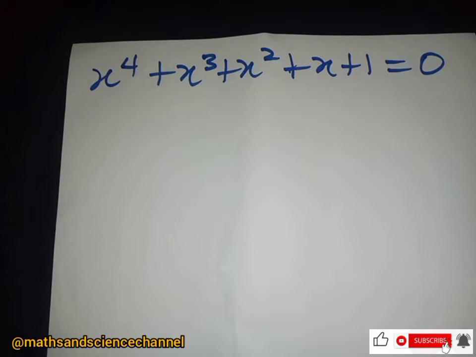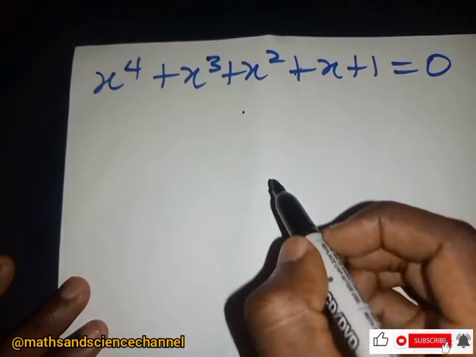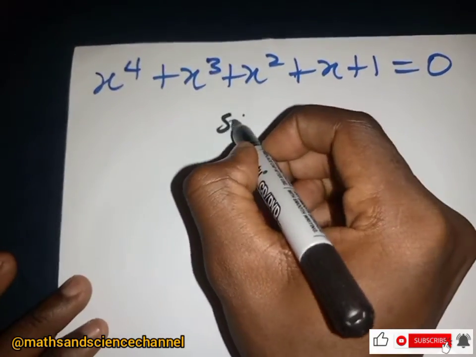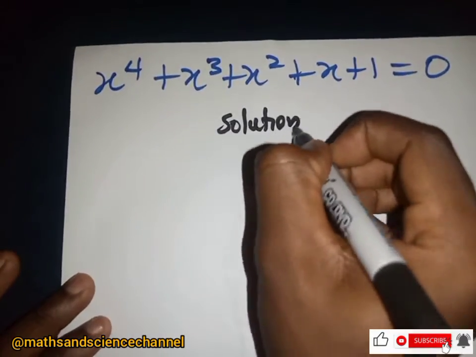Now in this section we have an exponential equation over here. We have to find all the solutions of x to the power 4 plus 3x cubed plus x cubed plus x squared plus x plus 1 being equal to 0. So we have to find all the possible values of x. So let's quickly do that. So we have the solution here.